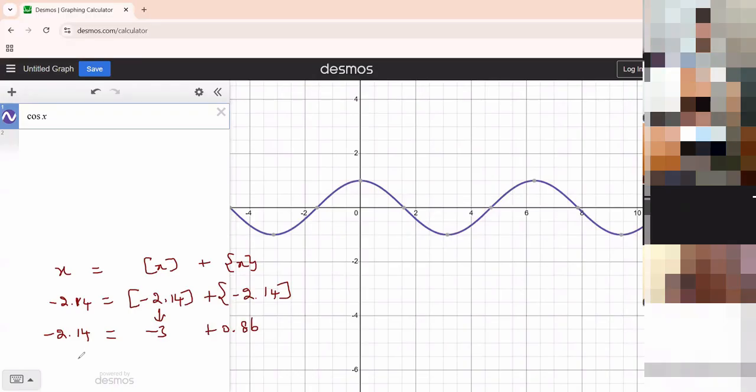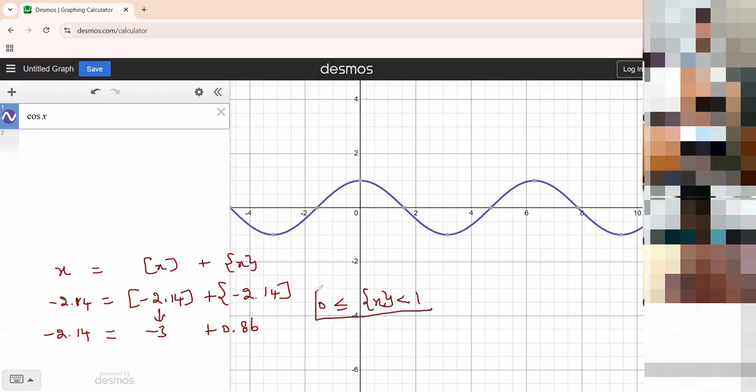So you have to remember that fractional part will always give you values only from 0 to less than 1. Fractional part of a real number will always give you values only from 0 to less than 1. Don't forget this.